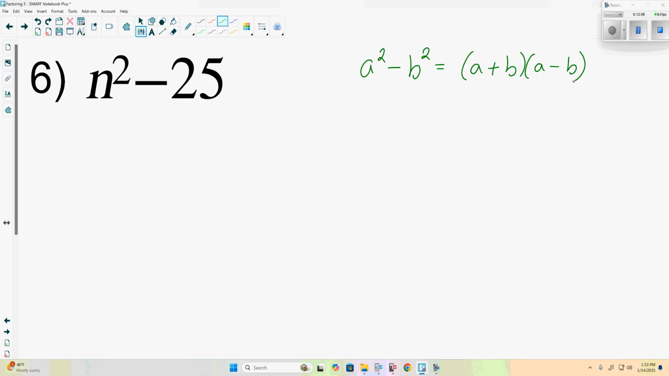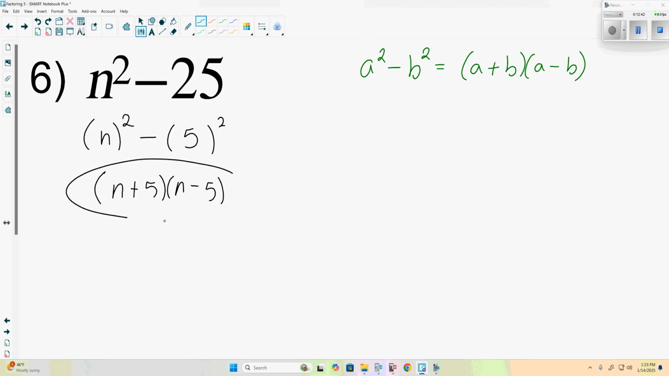To follow this pattern, first we need to see: is n squared a perfect square? Can we rewrite it as something times itself? What times itself is n squared? We can say n times n is n squared. What times itself is 25? So in this case, a is n, b is 5. So this will factor to n plus 5 times n minus 5.